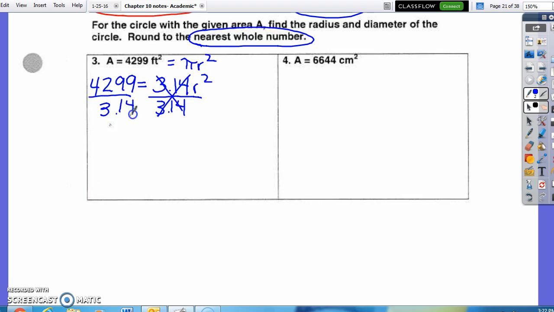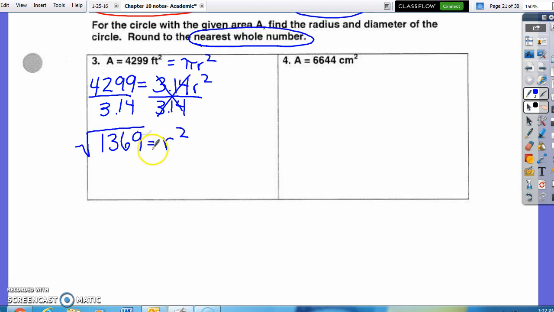So to get radius by itself, I'm going to divide by 3.14 using inverse operations to cancel that out. So 4,299 divided by 3.14. That's going to give me 1,369 feet is equal to my radius squared. I'm not done though, because that's only equal to my radius squared. But I don't want to know my radius squared. I need to know my radius. So in order to solve for radius, we're going to square root both sides.